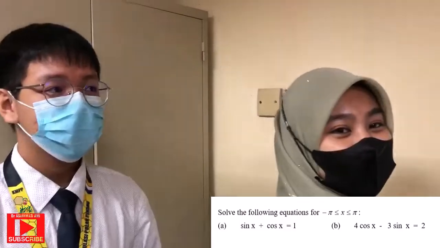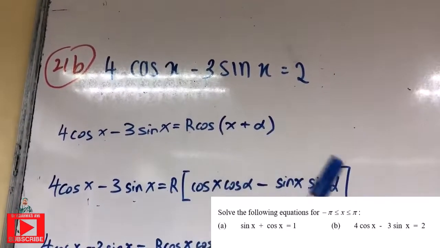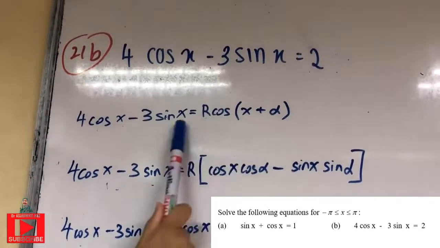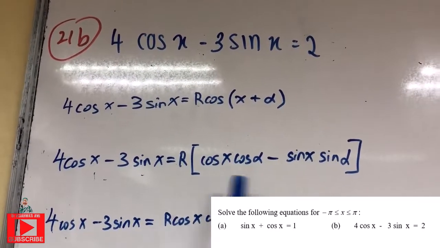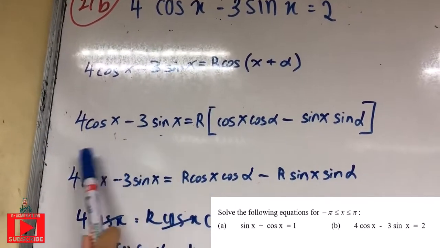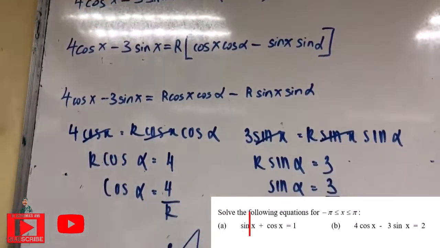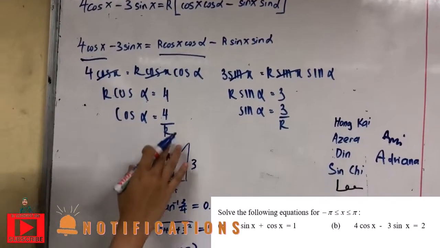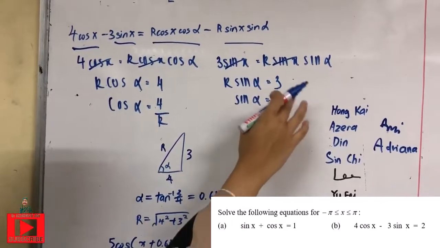Okay, terima kasih. Question 21B, 4 cos x minus 3 sin x equals to 2. So kita tukar kepada this form r cos x plus alpha. So kita guna compound angle formula, which is cos x cos alpha minus sin x sin alpha. Lepas tu kita expand, kita dapat macam ni. Lepas tu kita compare yang ni dengan yang ni. Lepas tu kita dapat cos alpha equals to 4 over r. And then yang ni compare dengan yang ni, dapat sin alpha equals to 3 over r.